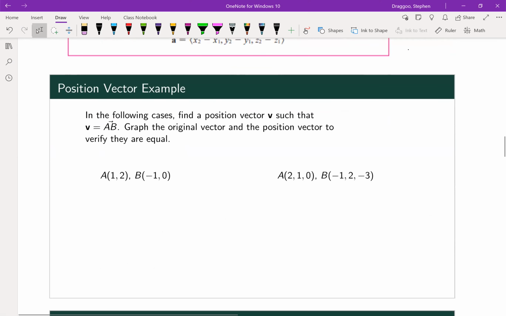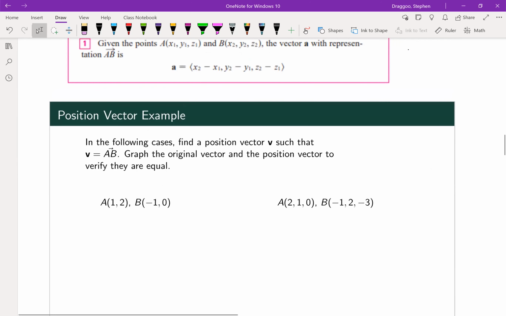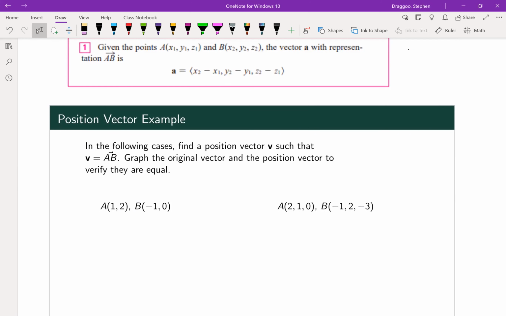Let's take a look at an example. We'll leave that definition up at the top of the screen. On the following cases, find a position vector v such that v is equal to AB. So I'll want my vector v to be equal to the pointy brackets of, if I want to go from A to B, then I should take the B value and subtract the A value.